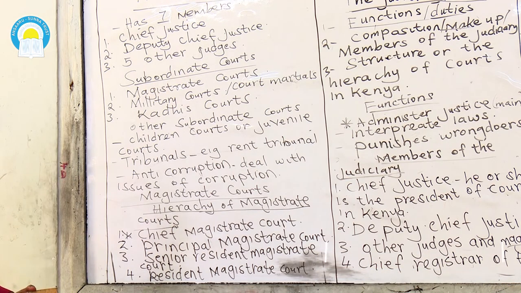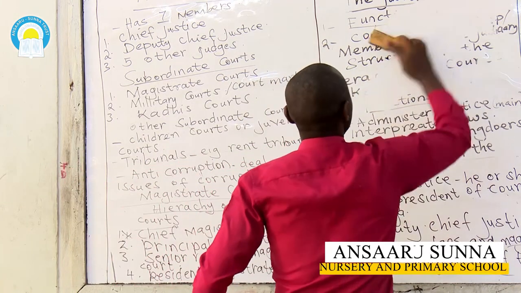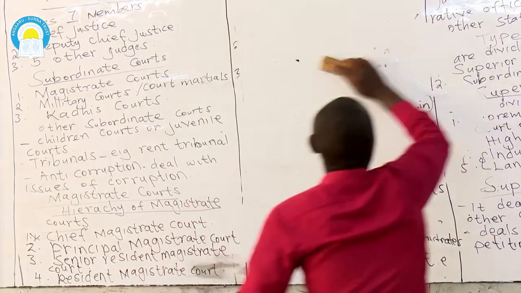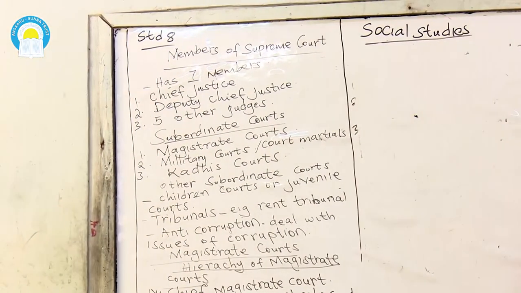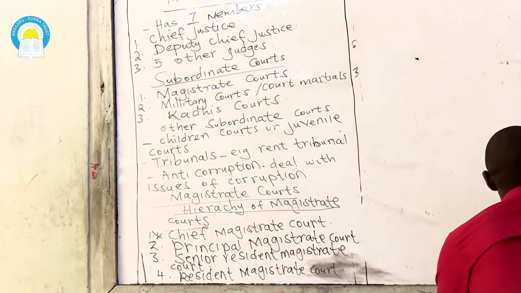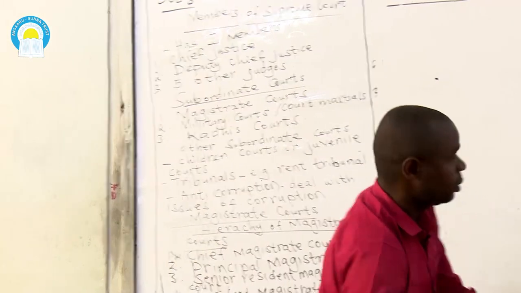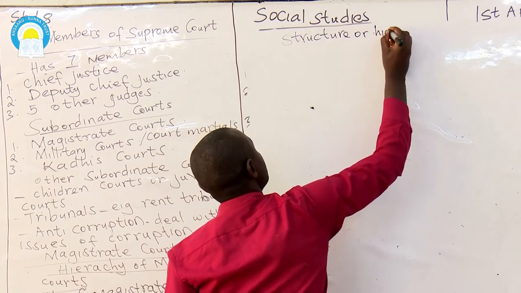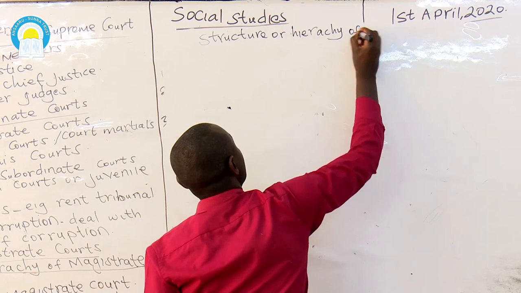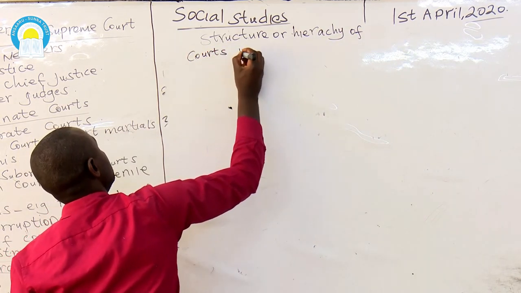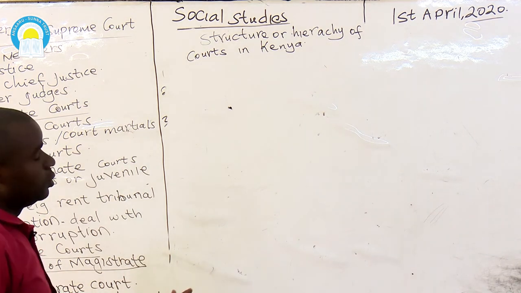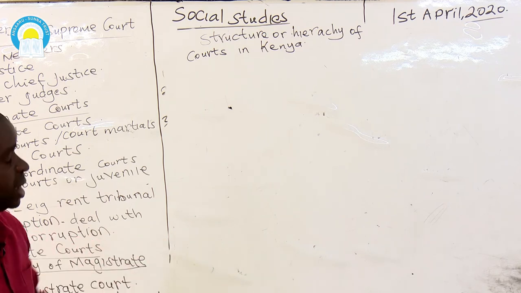So, just to wind up, because of time, allow me to draw the hierarchy or the structure of the courts in Kenya. Structure or hierarchy of courts in Kenya. So this one is like your assignment, but I want to draw for you so that when I come, we shall revise it during our next lesson.